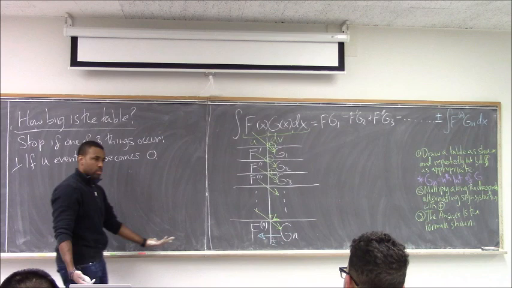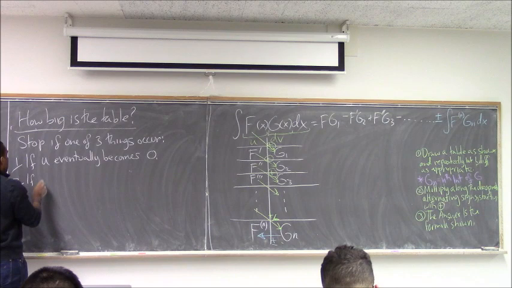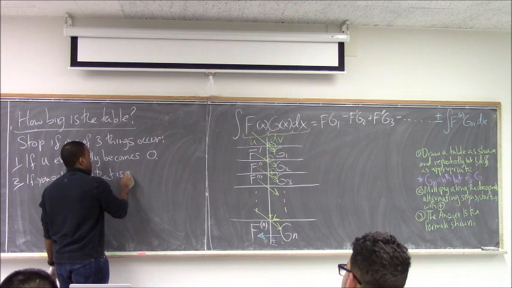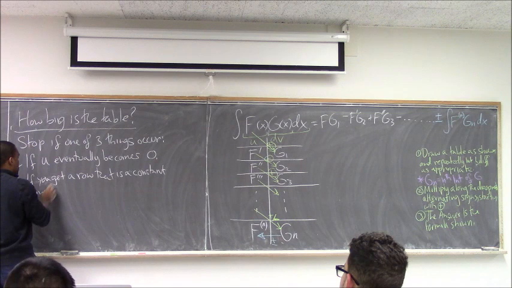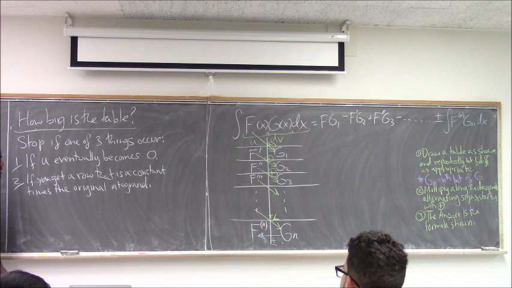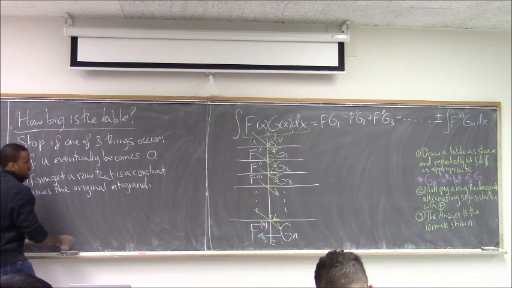Two. Here's another situation in which you should stop. If you get a row that is a constant times the original integrand. Now that step actually deals with the revolving situation. Eventually, if you're going to do a bunch of integration and you end up with the same thing that you started with, this is what you're going to actually see happening, right? We're going to do examples, but just to quickly say, let's say you had an e to the 2x cosine 3x or something like that.